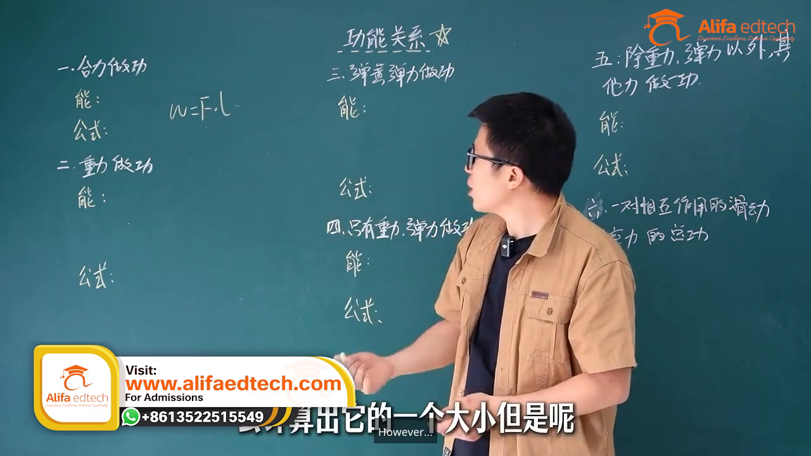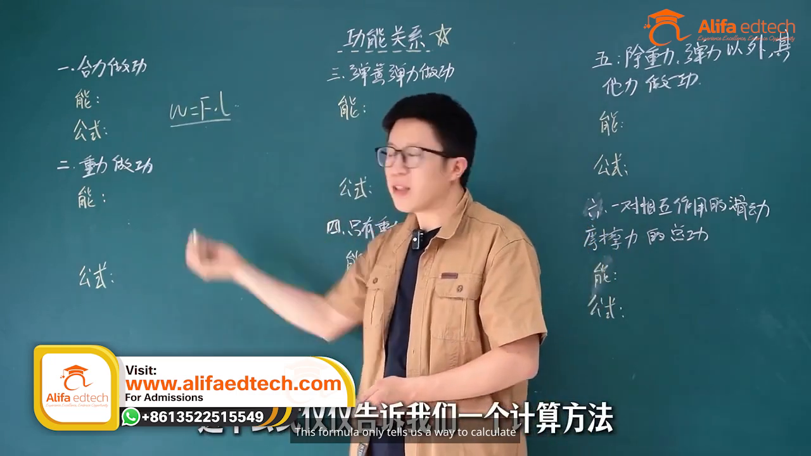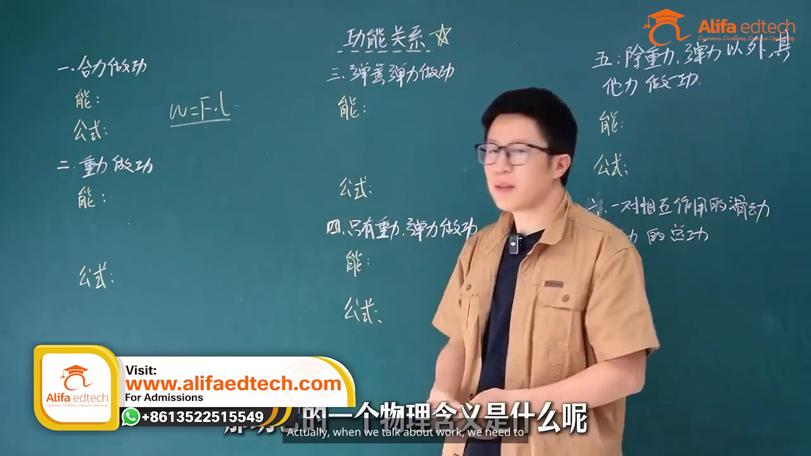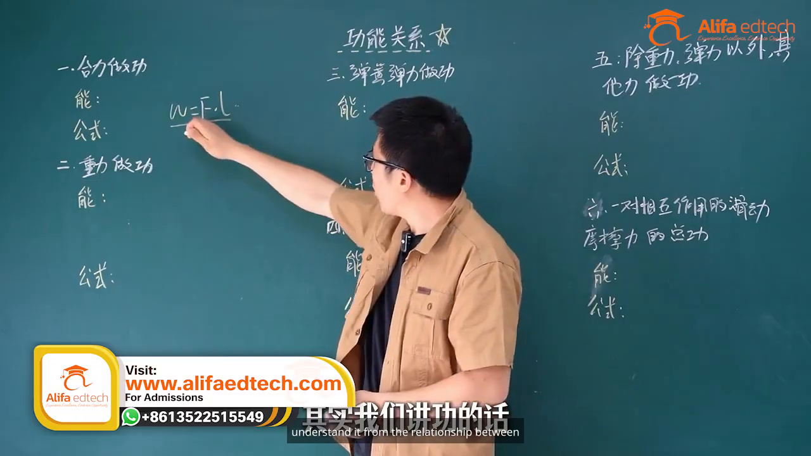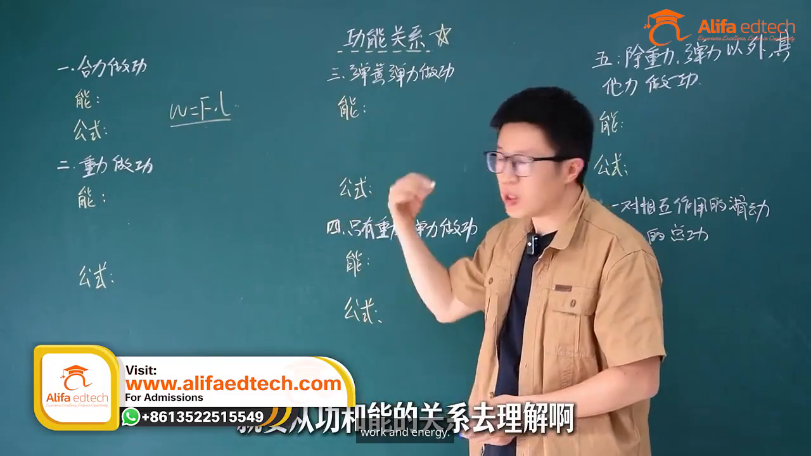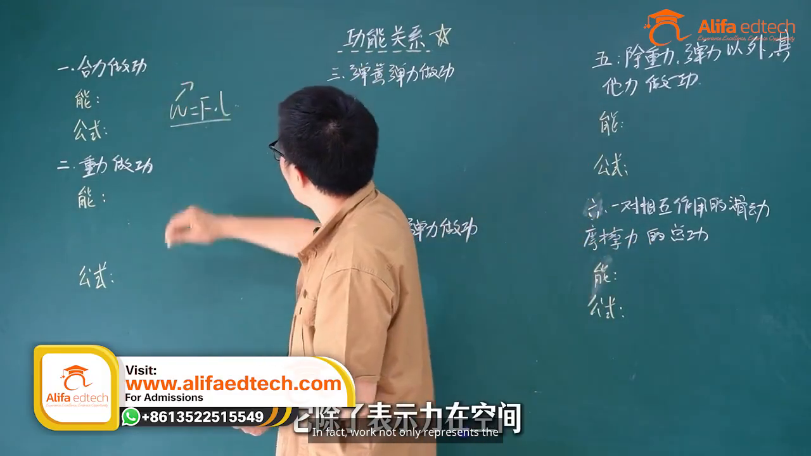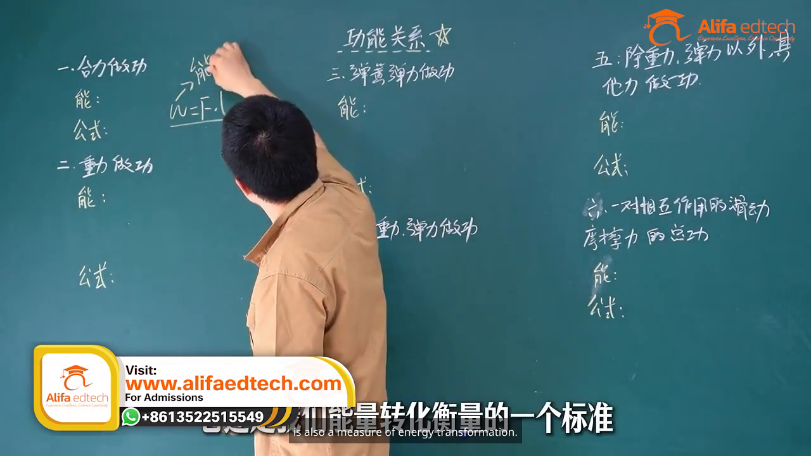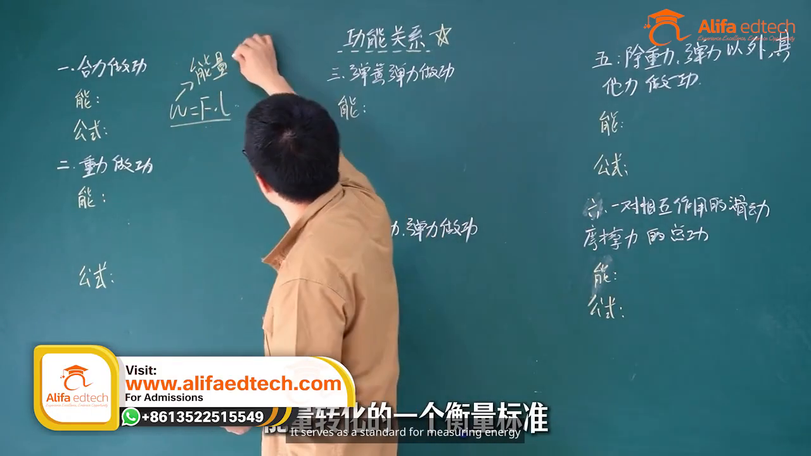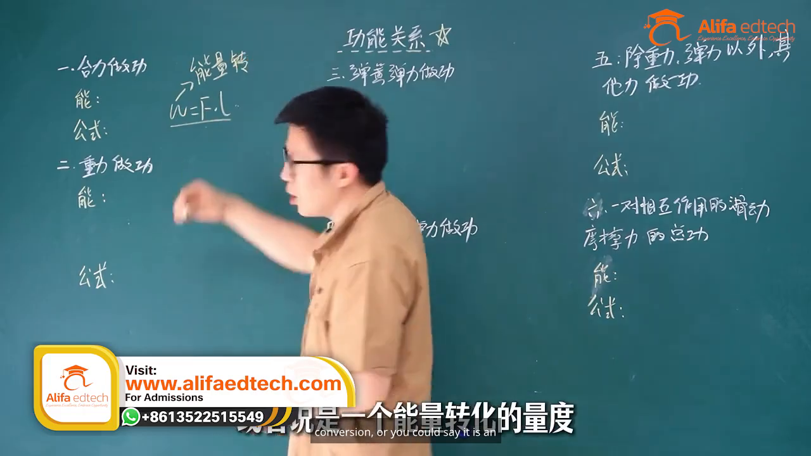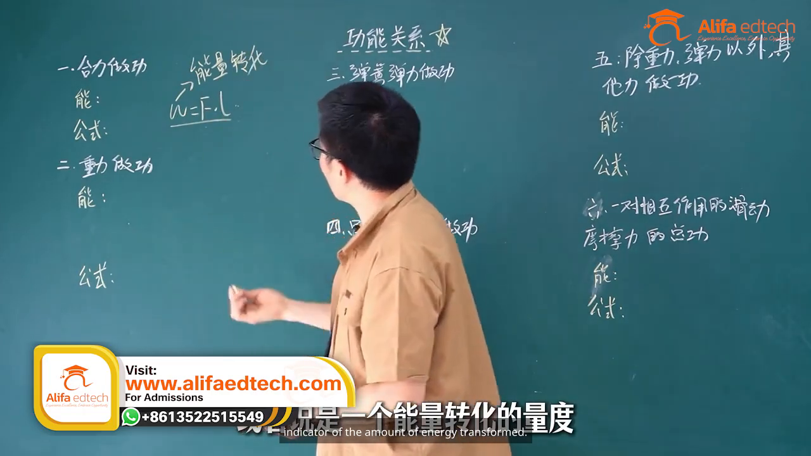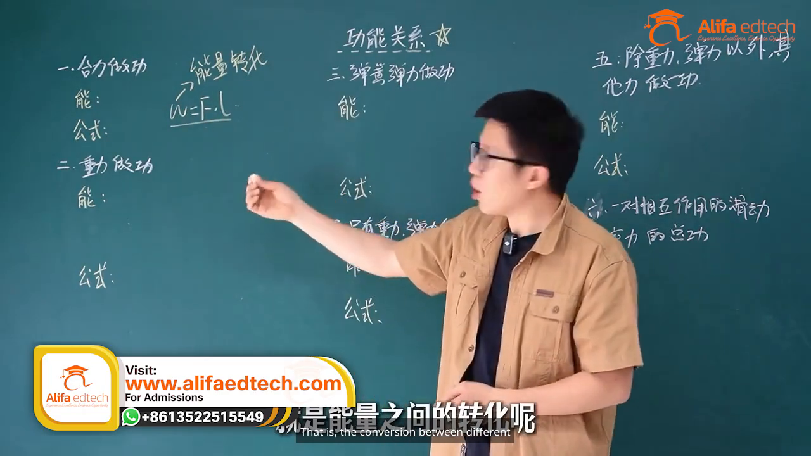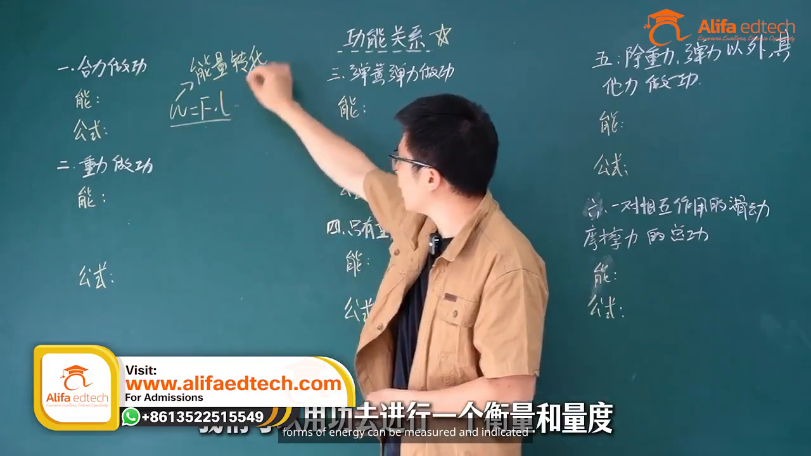its magnitude. However, this formula only tells us a way to calculate it, but what is the physical meaning of work? Actually, when we talk about work, we need to understand it from the relationship between work and energy. In fact, work not only represents the accumulation of force over a distance, but it is also a measure of energy transformation. It serves as a standard for measuring energy conversion, or you could say it is an indicator of the amount of energy transformed. That is, the conversion between different forms of energy can be measured and indicated by work.